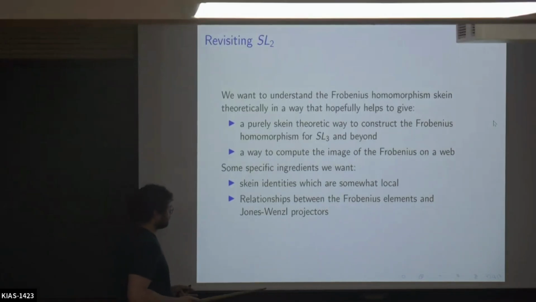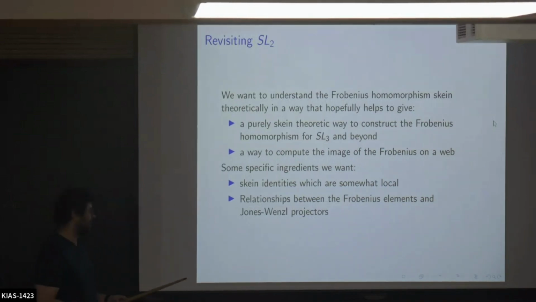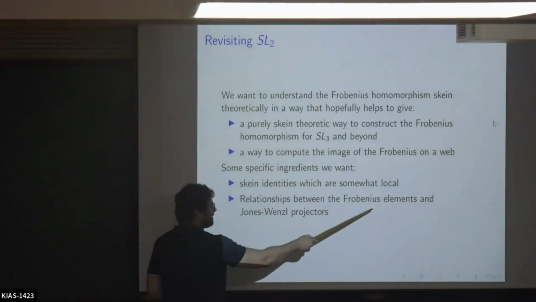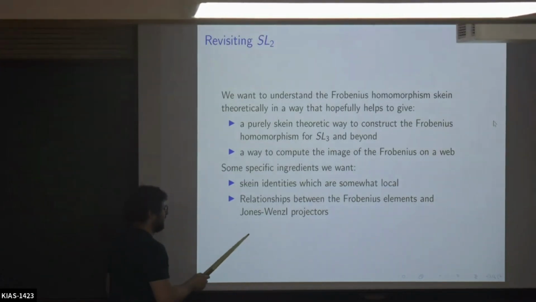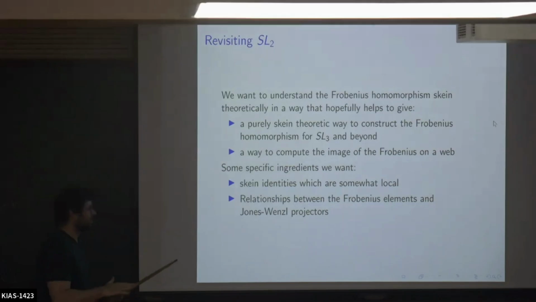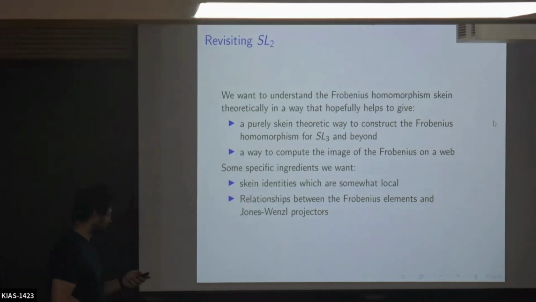And we want to try to compute the image of the Frobenius on a web. So we want Skein identities that are local enough that you can imagine applying them to edges of webs. We also want to study relationships between Frobenius elements and Jones-Wenzl projectors, because the Jones-Wenzl projectors show up in the bands basis and the Frobenius elements show up in the bracelets basis. We'd like to have relationships between them so that if we understand one of these a little bit, then maybe we can use that to understand the other and vice versa.